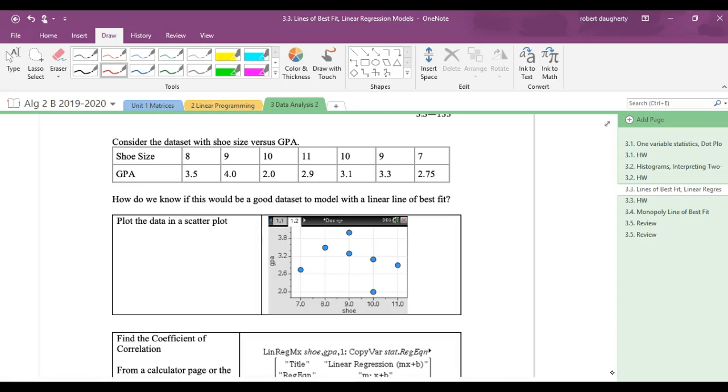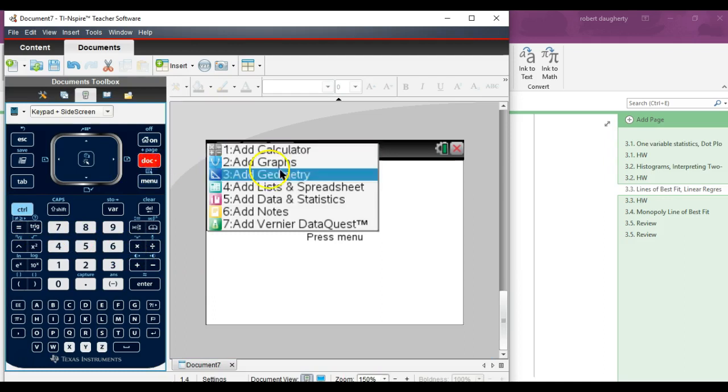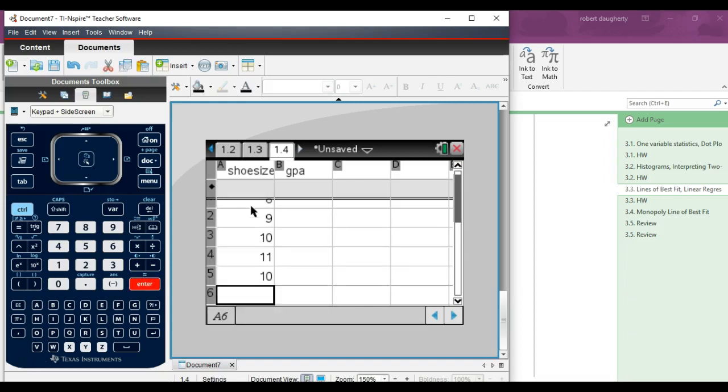So let's enter this. I've got shoe size and GPA. If I come over to my calculator, part of the skill in this section is just getting used to your calculator, knowing what to do: list and spreadsheet. So I've got shoe size and GPA. Let's enter that data: 8, 9, 10, 11, 10, 9, 7.